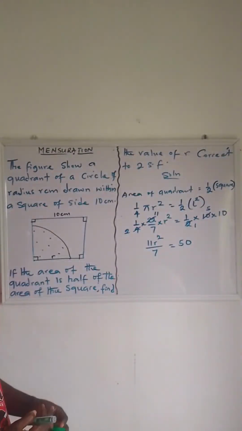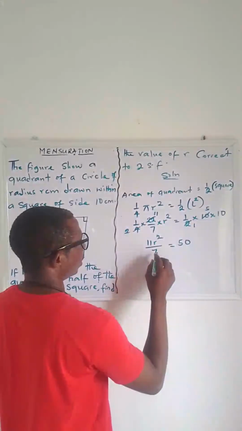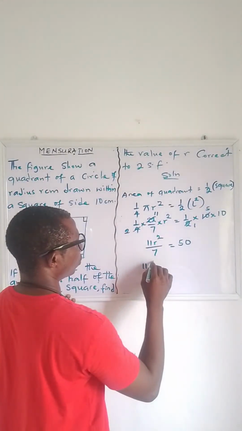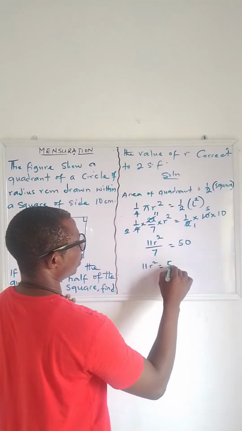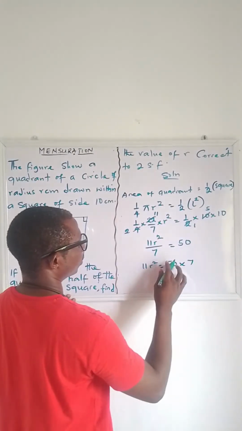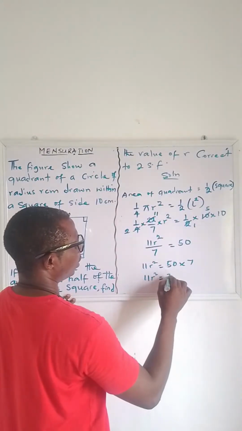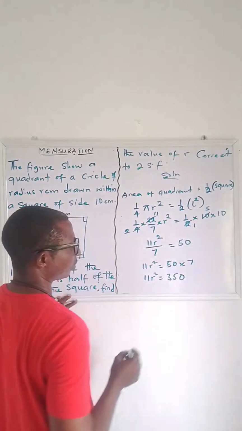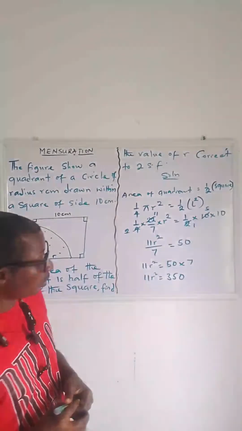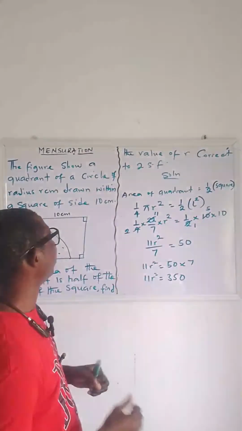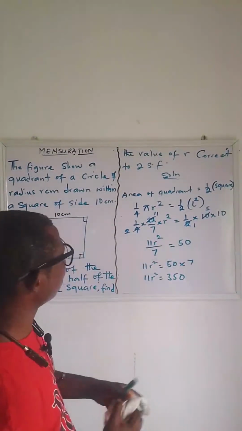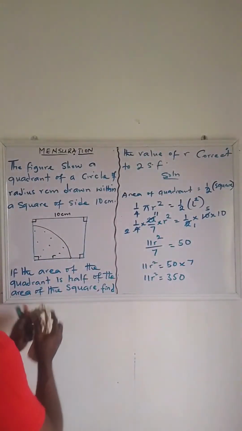Okay, so what do we do next? We cross multiply. So we have 11r squared equals 50 times 7. And that's 11r squared equals 350. Okay, so now what do we have? We divide both sides by what? By 11.